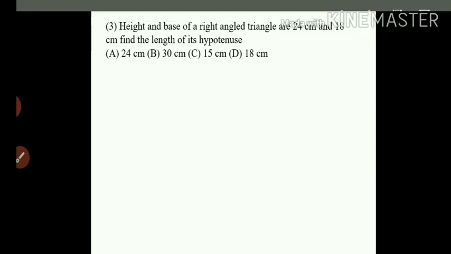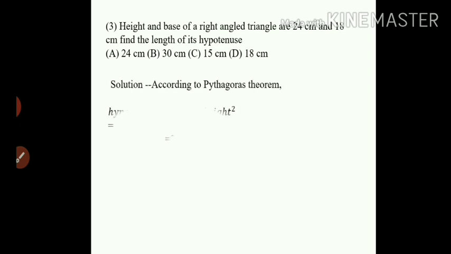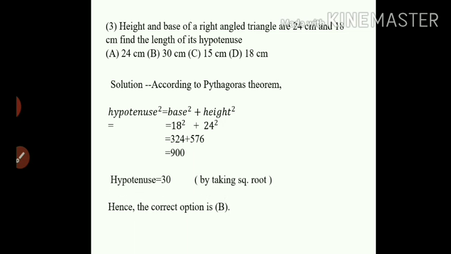According to the Pythagoras theorem, we want to find the hypotenuse. So hypotenuse square will be base square plus height square. Base is 18 square, height is 24 square. So 18 square is 324 and 24 square is 576. When you add that, hypotenuse square is 900. By taking the square root, the hypotenuse is 30 centimeter. So here option B is the correct option.